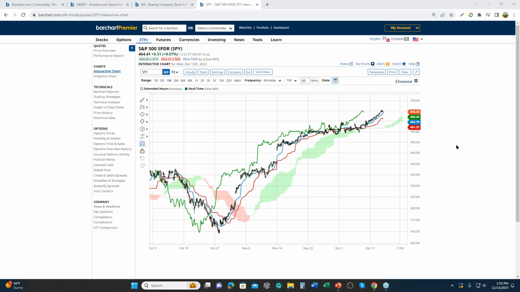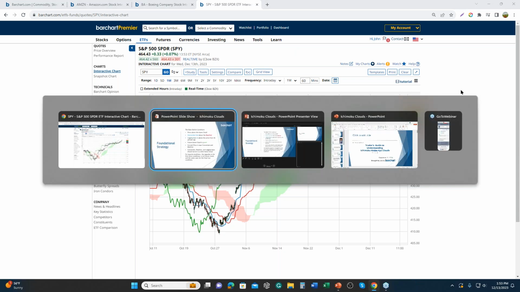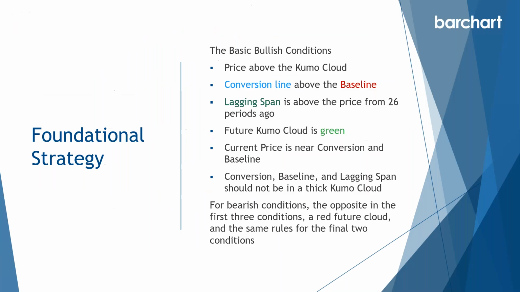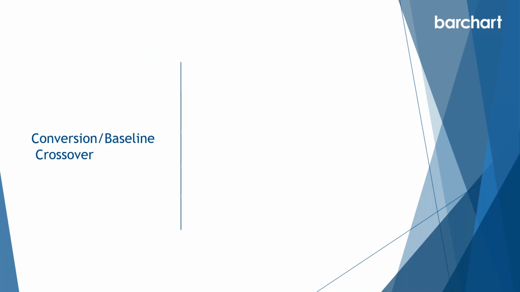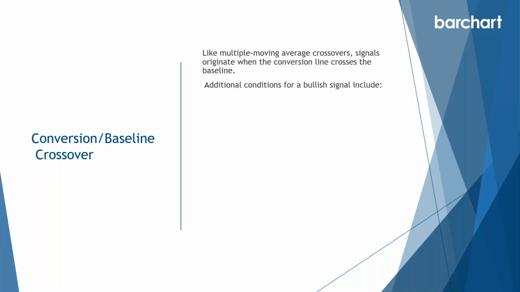So let's go back to our slides, and let's talk about this conversion baseline crossover. The reason I like this one is that it's very similar to a lot of other trend following systems, these moving average crossovers, in that the signals originate from the conversion line crossing the baseline, the fast crossing the slow.